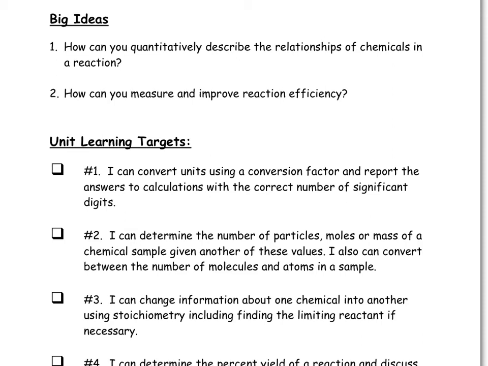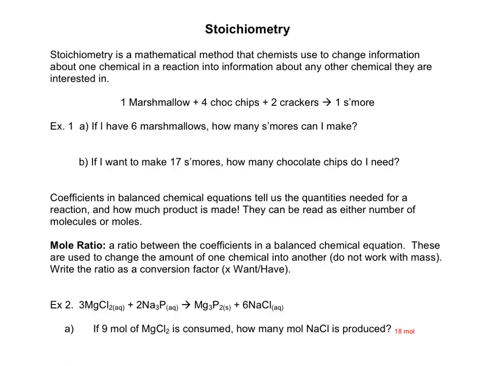In this lesson, we'll tackle learning target number 3, changing information about one chemical into another using stoichiometry. Stoichiometry is a mathematical method that chemists use to change information about one chemical in a reaction into information about any other chemical they are interested in.